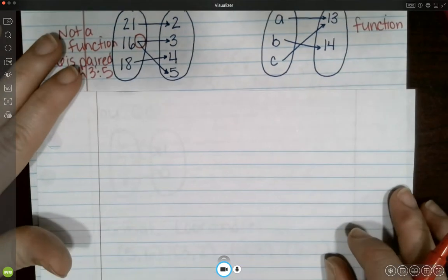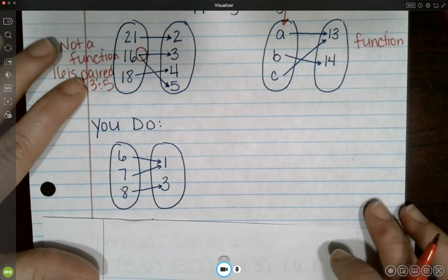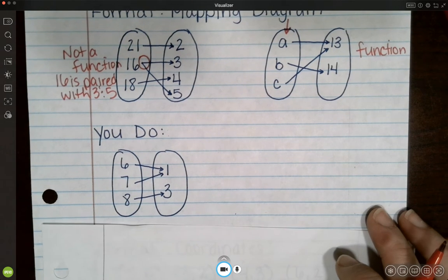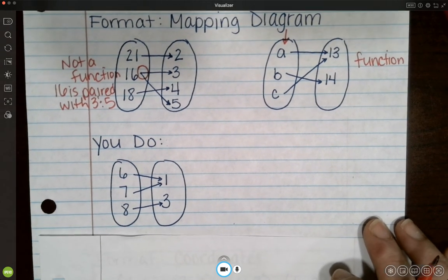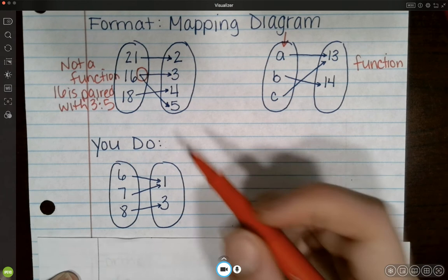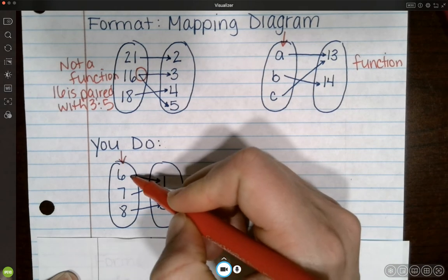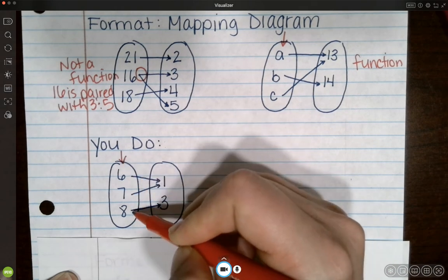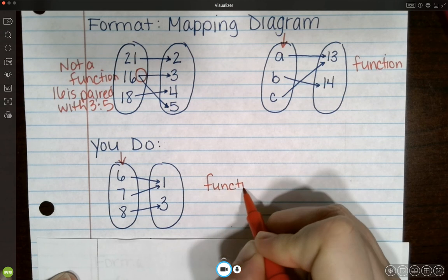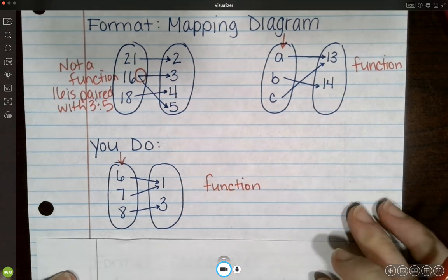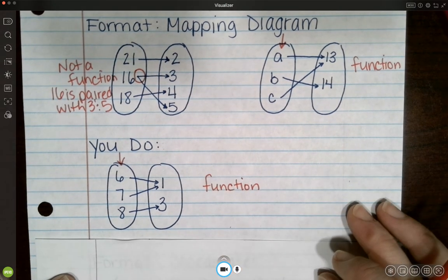All right, go ahead and try this one on your own, function or not a function. Pause if you need some more time. All right, as I analyze this bubble: single line, single line, single line. So yes, this is a function. All of the data works together with no conflicts.